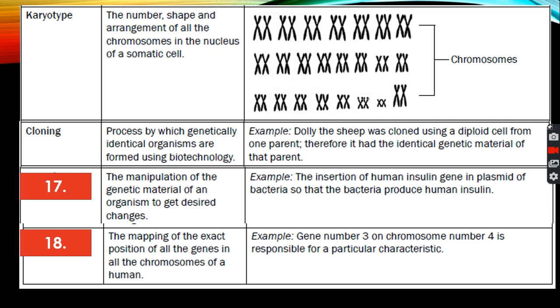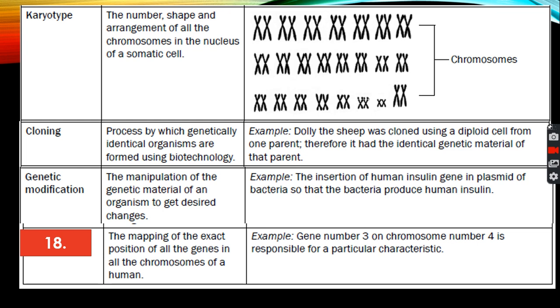Number 16 would be cloning, the process by which genetically identical organisms are formed using biotechnology. So you know you can create an organism, and a cow has been cloned, a sheep has been cloned, I think a frog has been cloned as well, and a human being can be cloned, but it is illegal. You can make a human, but it is not legalized. For example, Dolly the sheep was cloned using a diploid cell from one parent. Therefore it had the identical genetic material of that parent. So that's all about cloning. Even if they don't ask much, it's important also to know it, as it's also in your guidelines.